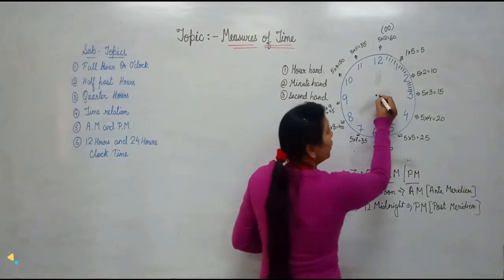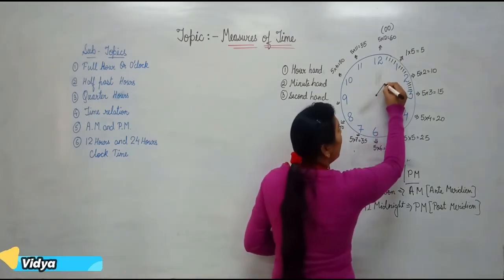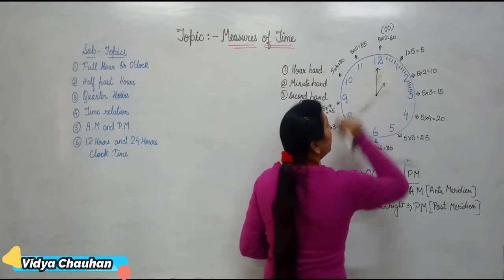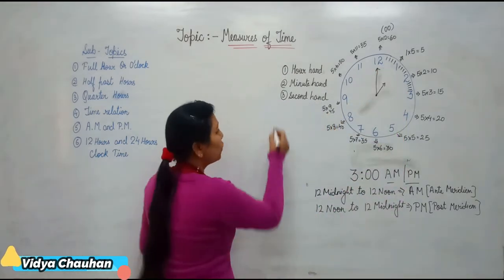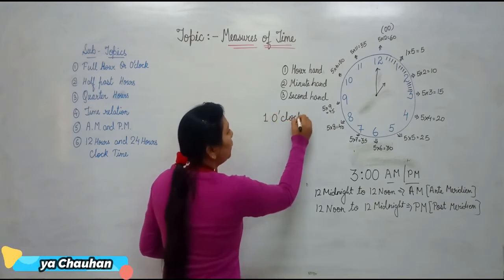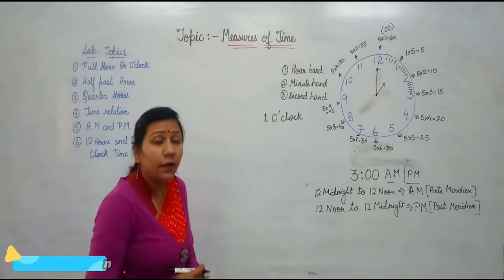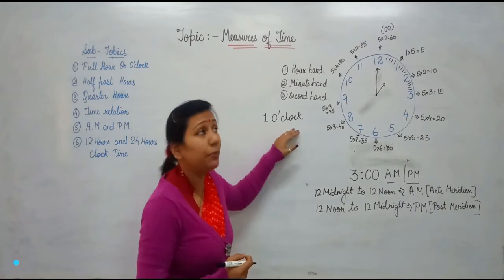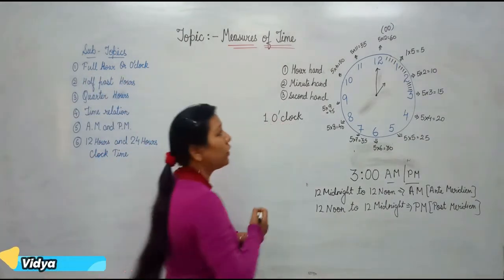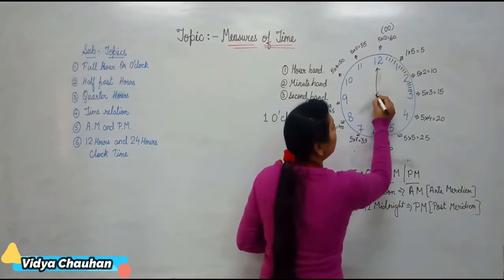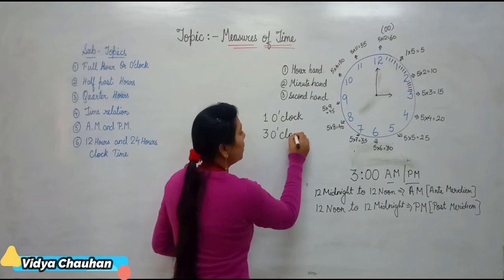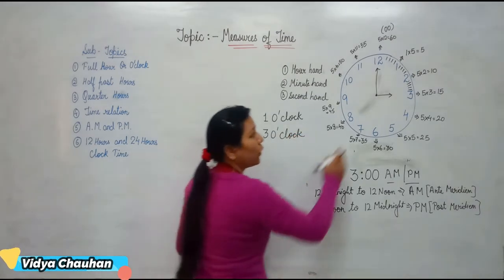Now let us take some more cases. Suppose your hour hand is at 1 and minute hand at 12. Right? So what is your time? Your time is 1 o'clock. We call it 1 o'clock. Why? Because this is a full time. This is your first part, that is full hour, the complete hour. So it is 1 o'clock. If your hour hand becomes at 3, then it will become 3 o'clock. This is your full hour time, 3 o'clock.